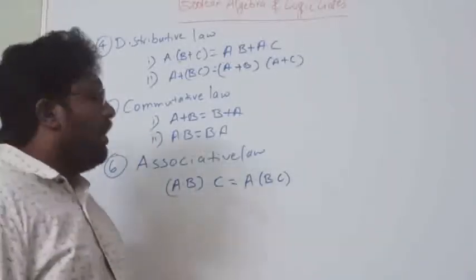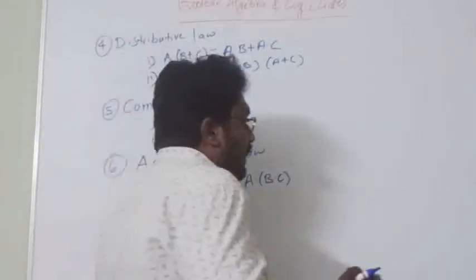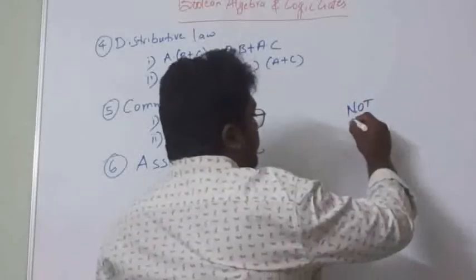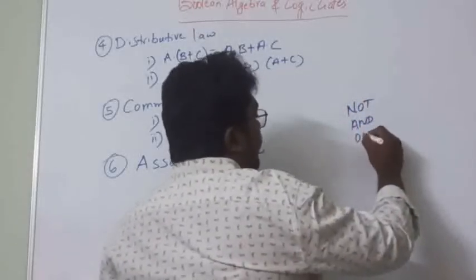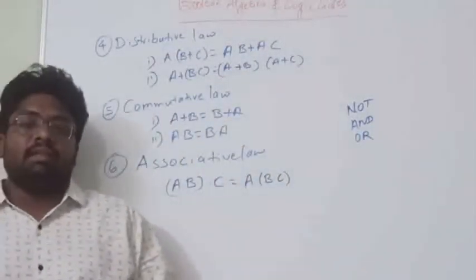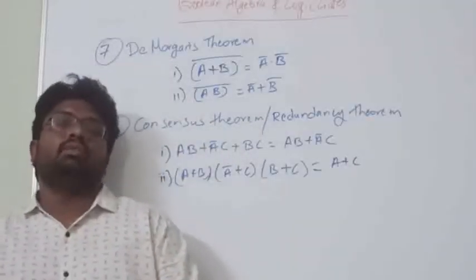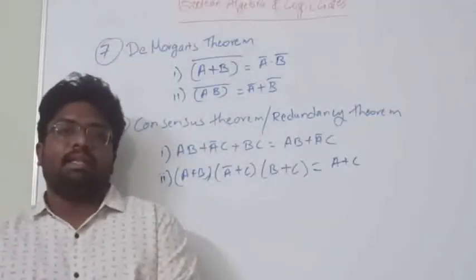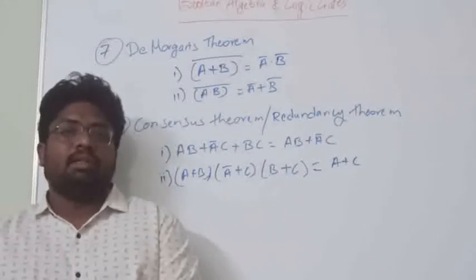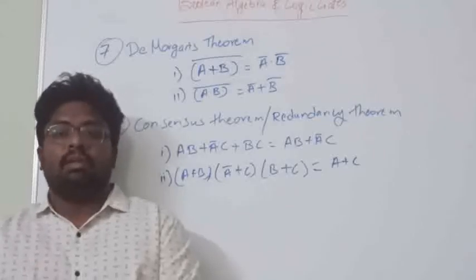In these rules, we are having a priority. That is not a law. We are having a priority that first we need to solve the NOT operations, then the AND operations, and finally we need to solve the OR operations while solving these Boolean algebras. Finally, we are left with two rules. They are the De Morgan's theorems and the consensus theorem or the redundancy theorem. So De Morgan's theorem and consensus theorem are the most important rules that we are going to use in Boolean algebra.